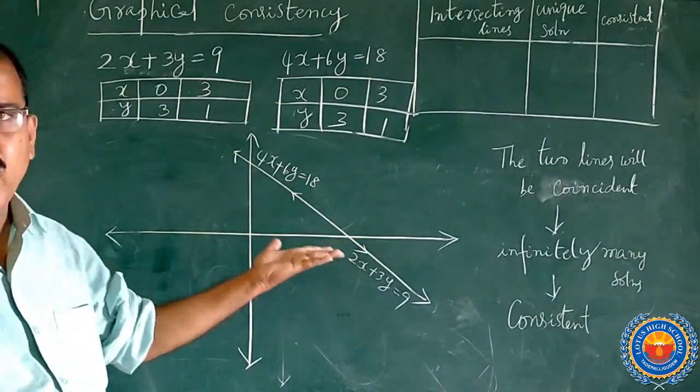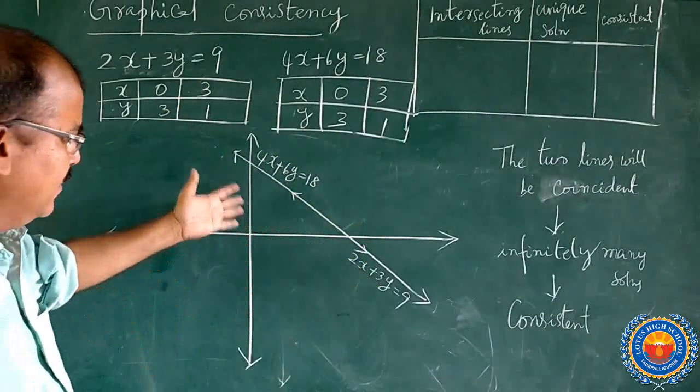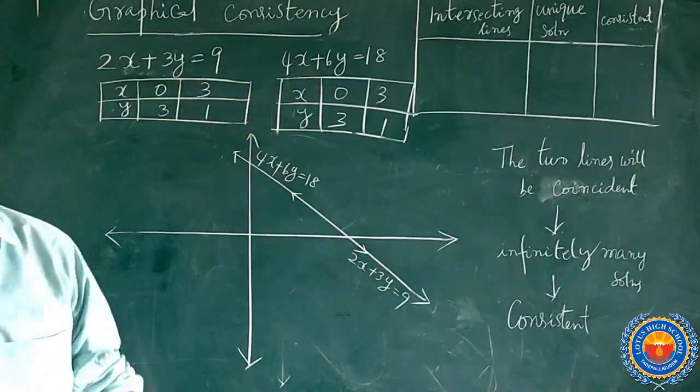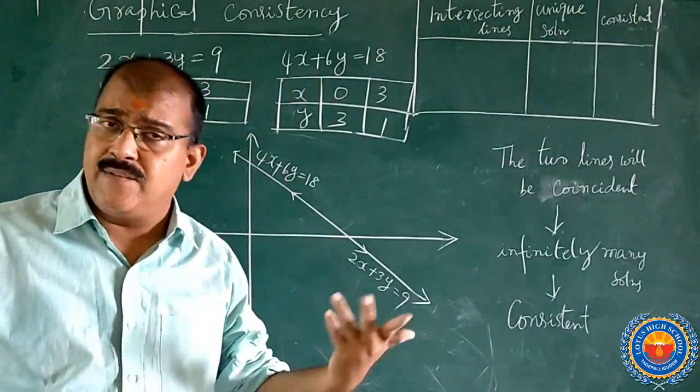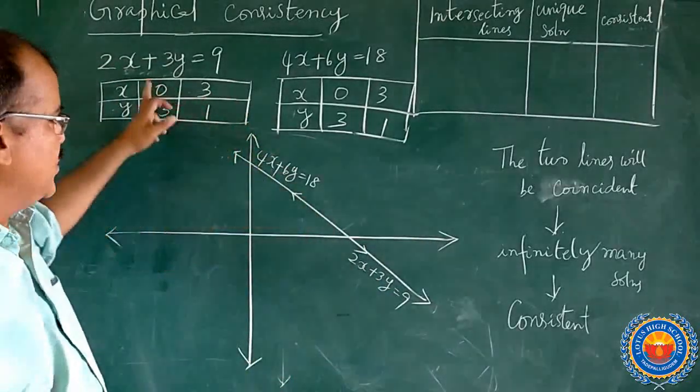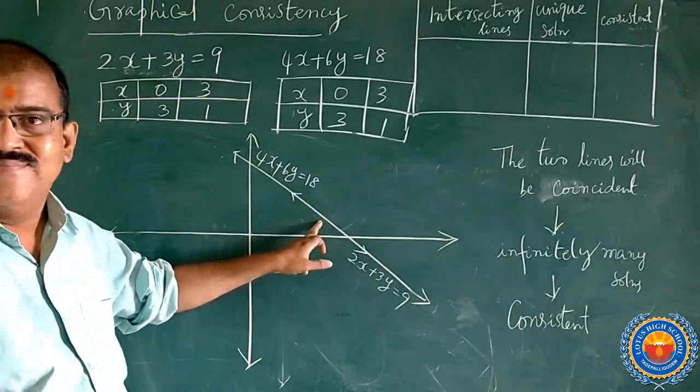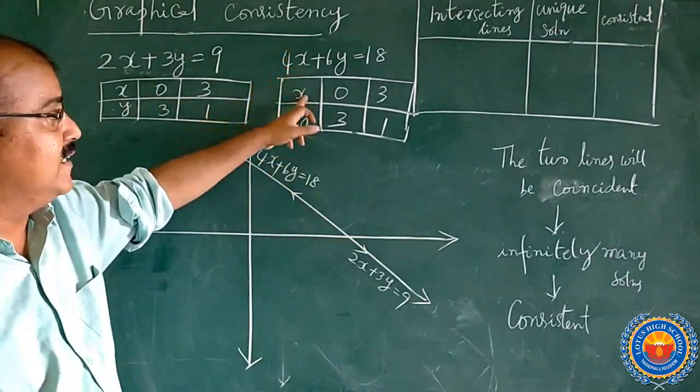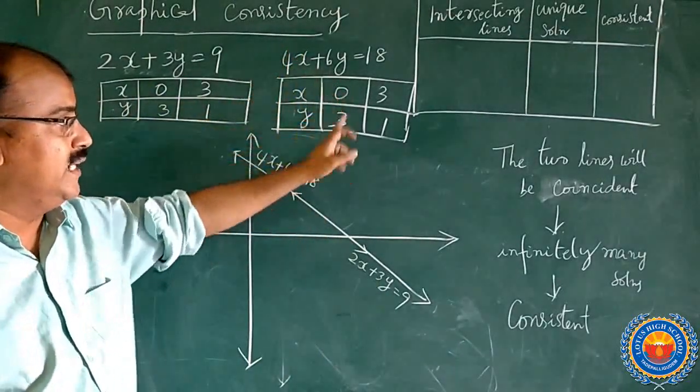If you want, you can take only the first quadrant. Here I have drawn 4 quadrants, but because all the values are positive, you can take the first quadrant. Otherwise, you take 4 quadrants, no problem. Here, plot the points 0, 3 and 3, 1. So again, we take this equation and plot the points 0, 3 and 3, 1.